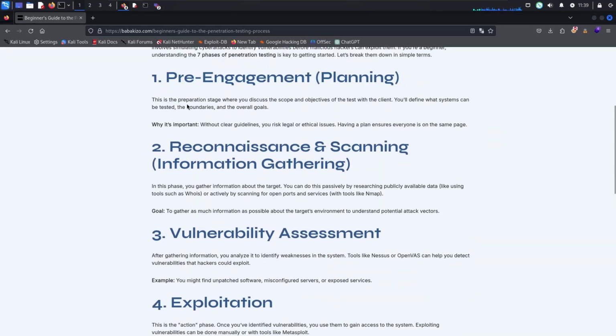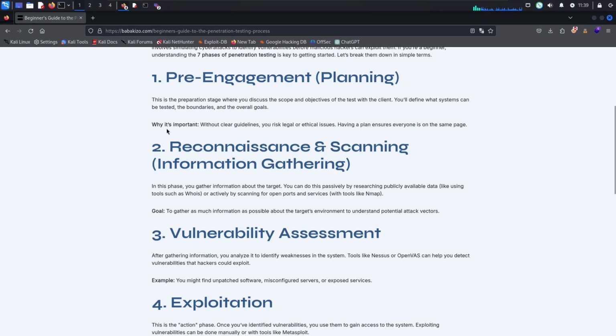Number one is pre-engagement, the planning phase. This is the stage where you discuss the scope and objectives of the test with the client. This is where you talk to the client about what needs to be tested, or what permissions you have to do whatever it is. You will define what systems can be tested and the boundaries and overall goal. That's pretty straightforward to understand.